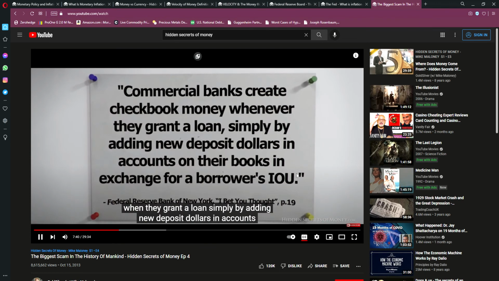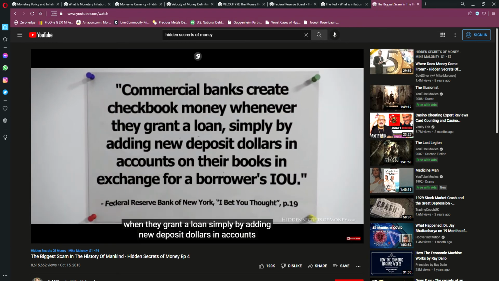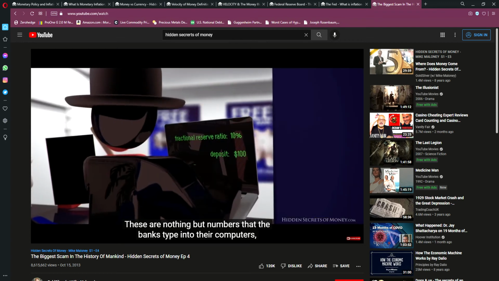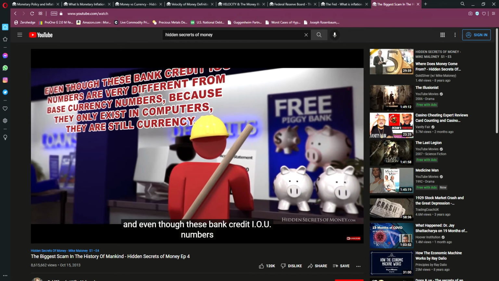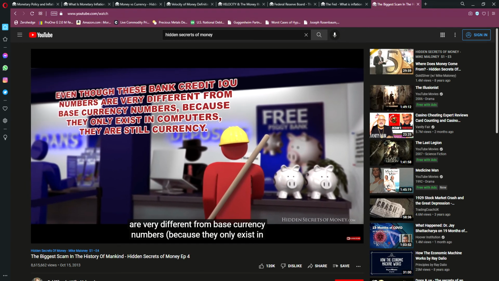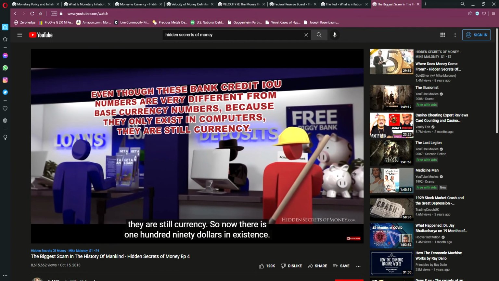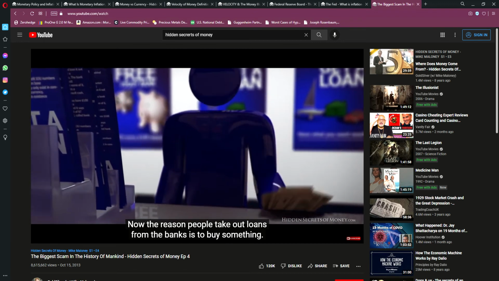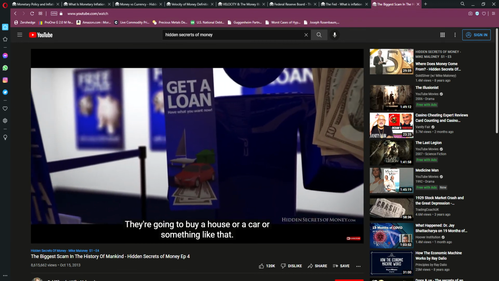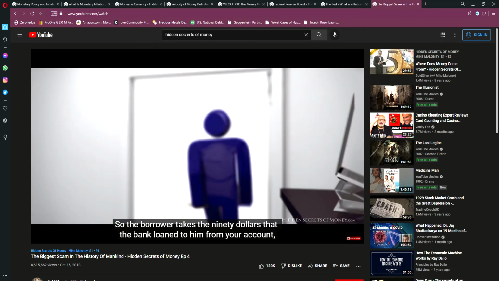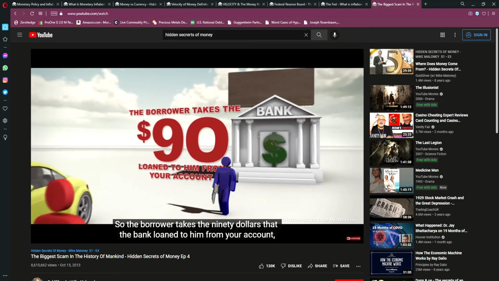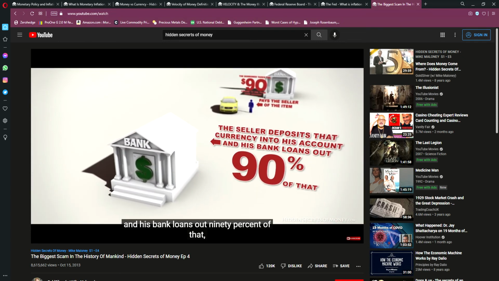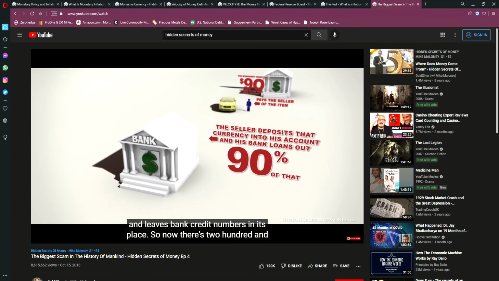Create checkbook money when they grant a loan simply by adding new deposit dollars in accounts on their books in exchange for a borrower's IOU. These are nothing but numbers that the banks type into their computers. And even though these bank credit IOU numbers are very different from base currency numbers because they only exist in computers, they are still currency. So now there is $190 in existence. Now, the reason people take out loans from the banks is to buy something. They're going to buy a house or a car or something like that. So the borrower takes the $90 that the bank loaned to him from your account, and he pays the seller of the item. But then the seller deposits that currency into his account, and his bank loans out 90% of that and leaves bank credit numbers in its place.